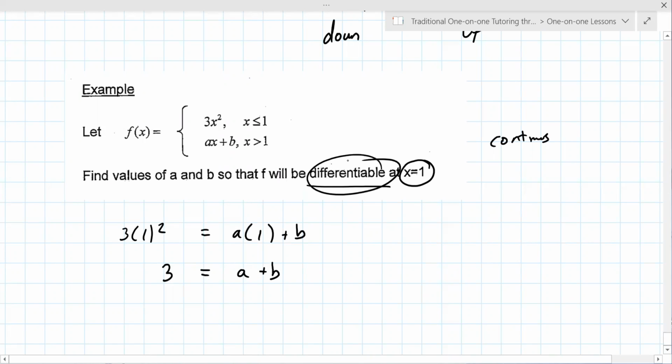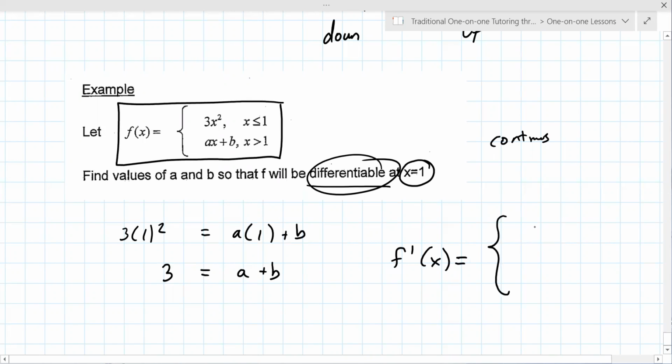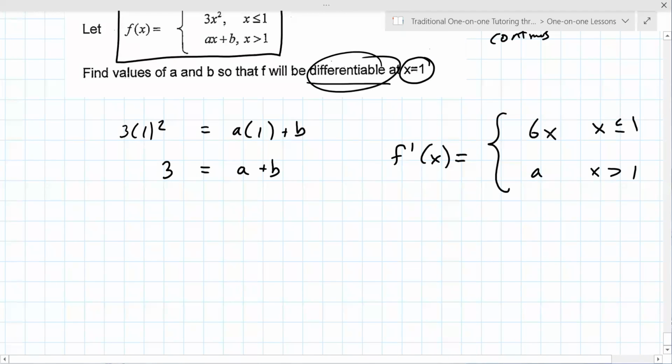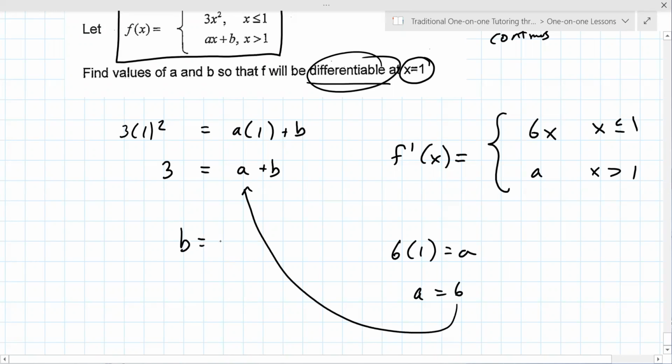But differentiable means you have to take the derivative. So when you have a piecewise function, its derivative is also piecewise. So it's 6x by the power rule. On the bottom, you're supposed to put the limits or the interval in. Bottom is a, and this is where I think it's confusing, but you still plug that point in. And here it's just nothing. It's 6 times 1 equals a. So a is 6. Put that back in here, and you find that b is minus 3.